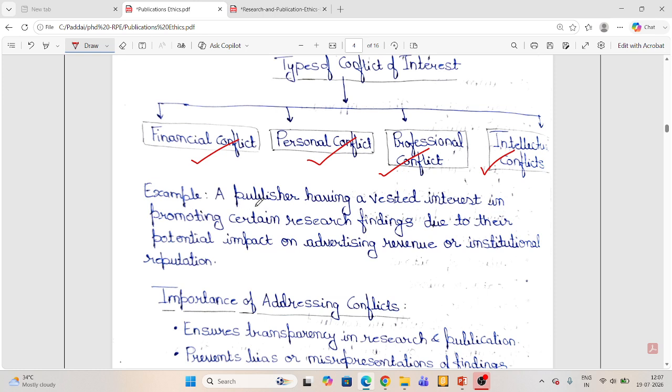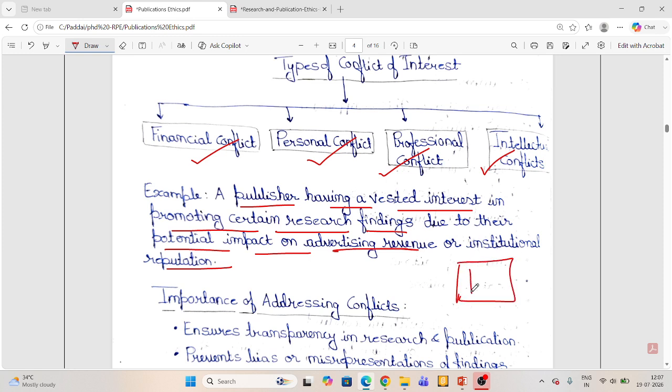Now, an example of conflict of interest is a publisher having a vested interest in promoting certain research findings due to their potential impact on advertising revenue or international reputation, institutional reputation. See, in a research, I took funding from some institution and I am trying to give more focus on that part only. This is a conflict of interest. Other authors are not interested to do so. They want everything to be given importance. So this is a conflict of interest.